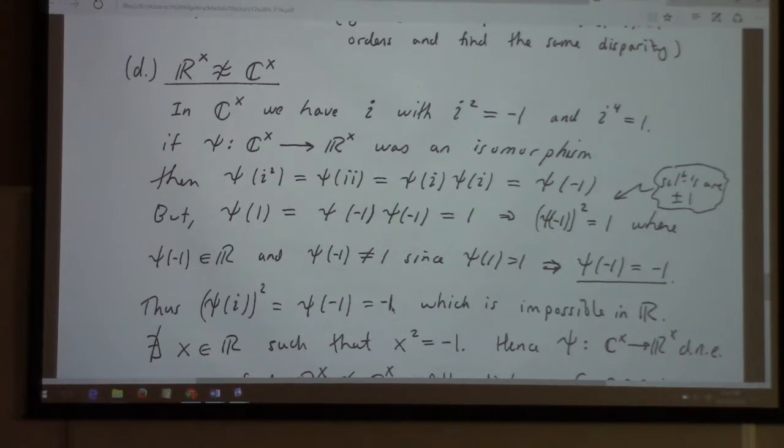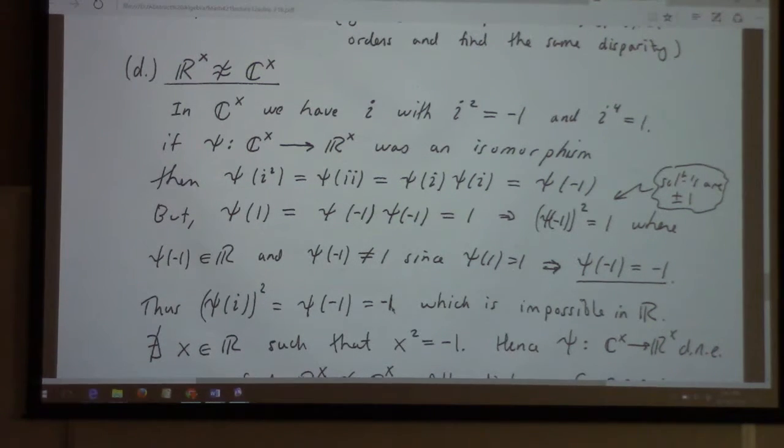All right? And so then if you look at this, psi of i squared is psi of minus 1, which is minus 1. That shows that psi of i squared is equal to minus 1. Oops, no such psi of i exists in the reals. You can't have something squared equal to minus 1 in the reals. Consequently, no bijection can exist because we get an impossible equation.